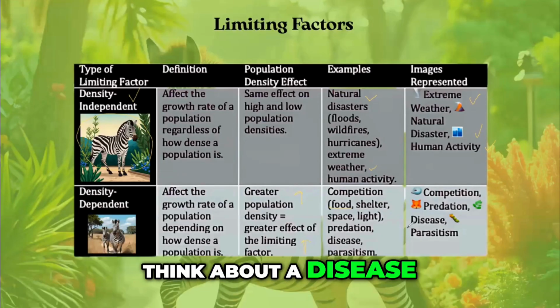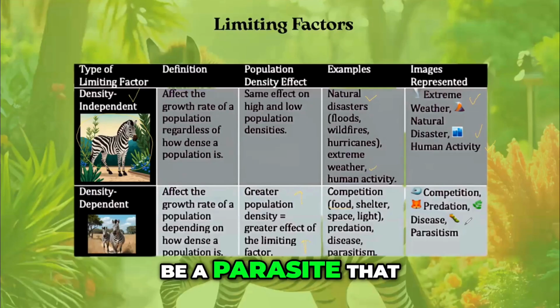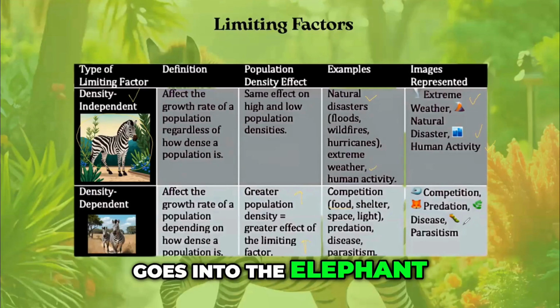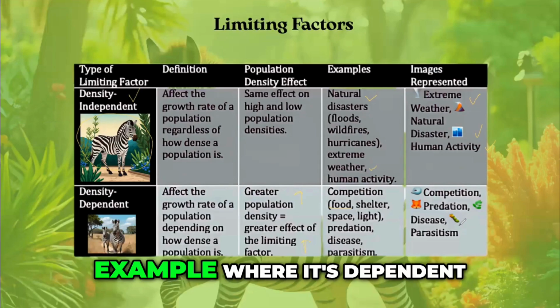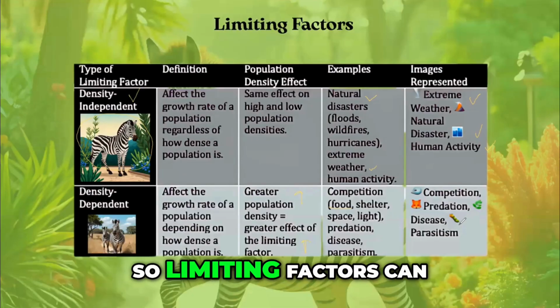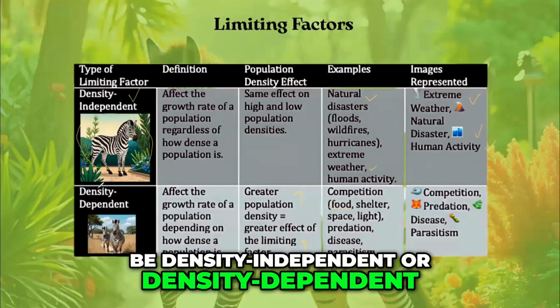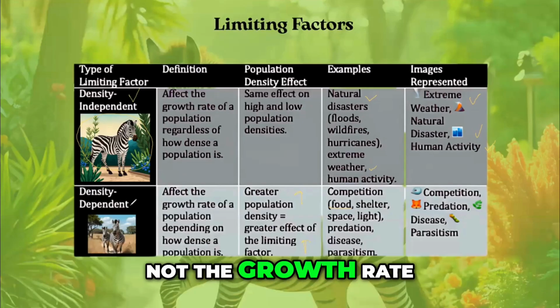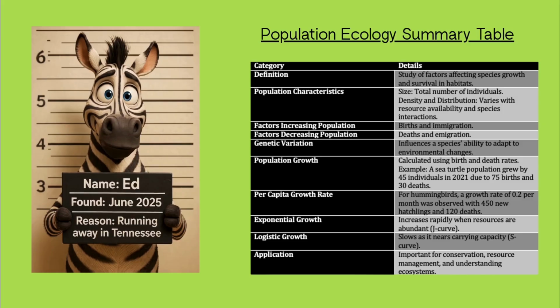Think about a disease that you might think of, say something that might be a parasite that goes into the elephant or zebra's body that can affect the zebra because it's its host, right? So that is an example where it's dependent on that population. So limiting factors can be density independent or density dependent, depending on whether or not the growth rate is affected by the population or not the population.